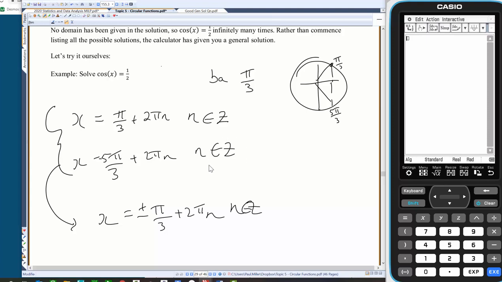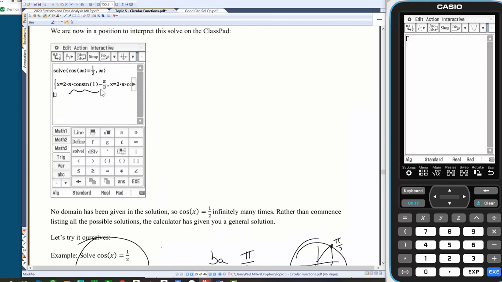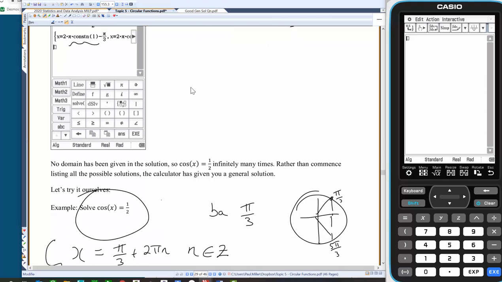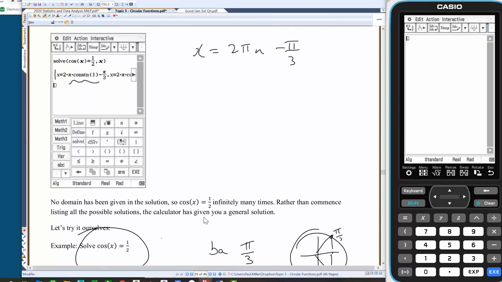Right, so there's my infinitely many solutions to this particular question, okay? Now, if we go and have a look at the problem up here, we can see basically how we would do it, or how we could interpret it. That's 2 pi n take pi on 3 would be the first solution, and that's the equivalent to this one down here, negative pi on 3 plus 2 pi n. So all you do when you see this constant 1 value, replace it with n and you get your general solution.